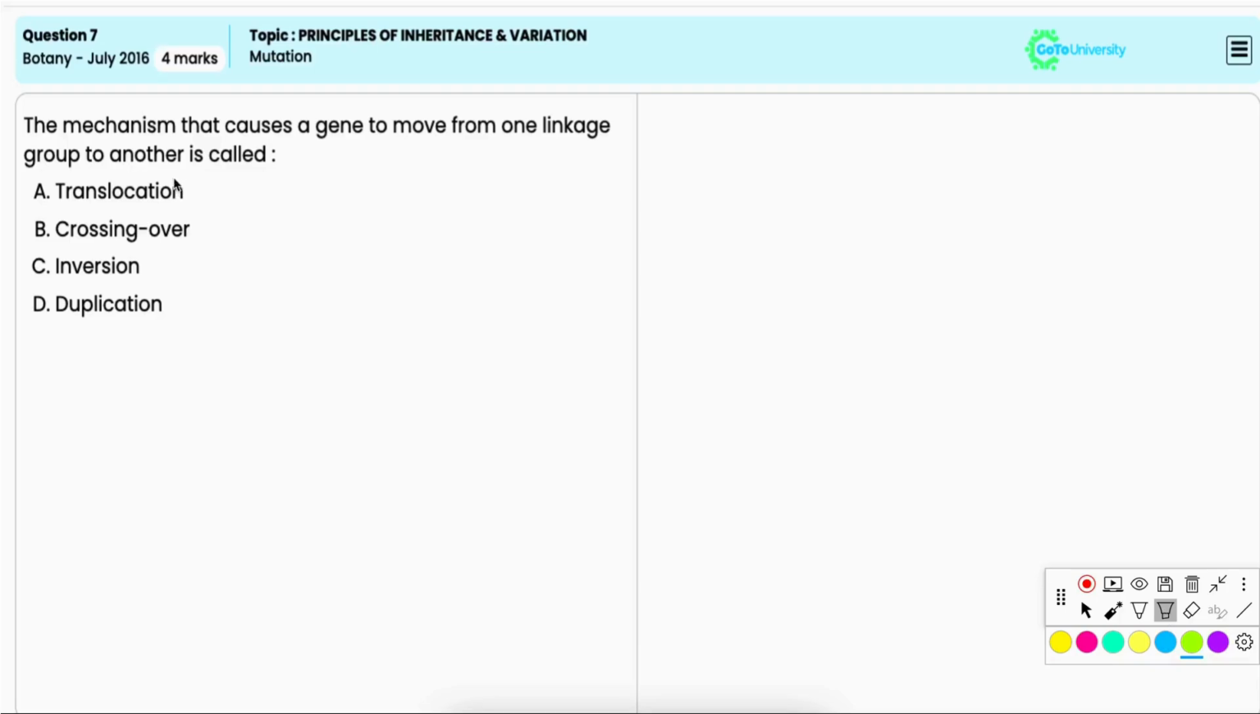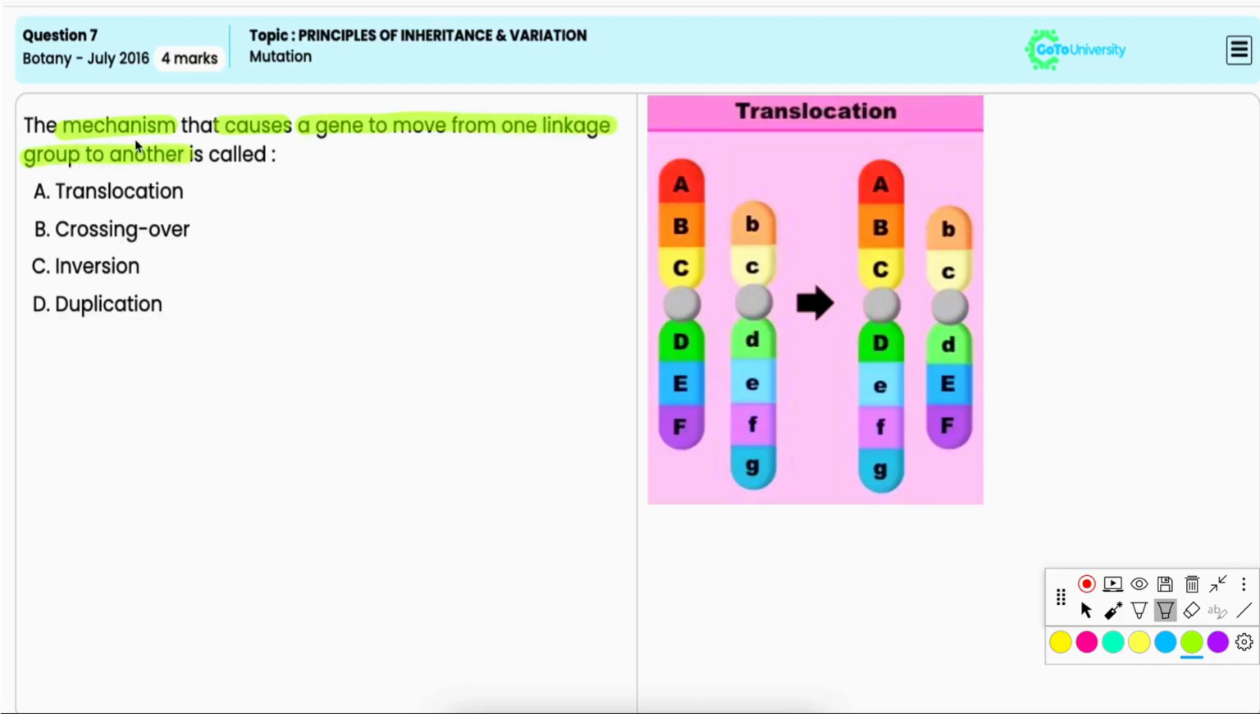In this question, you have to identify the mechanism that causes a gene to move from one linkage group to another. Option A, translocation. Now, translocation is the process where a segment of chromosome moves to a different chromosome. So this can result in a gene shifting from one linkage group to another. Hence, it is the correct option.